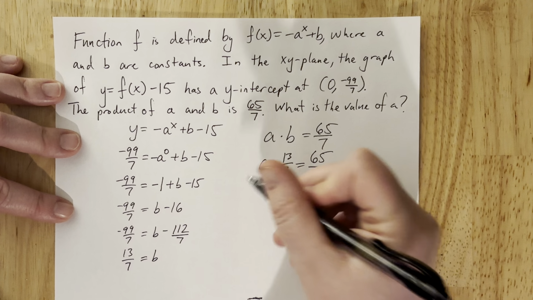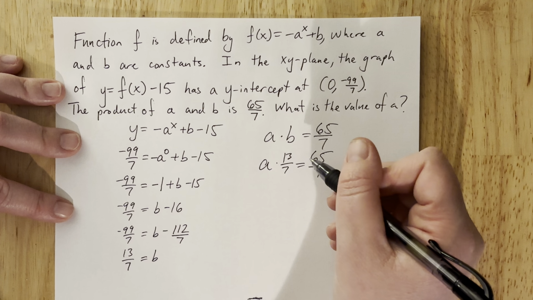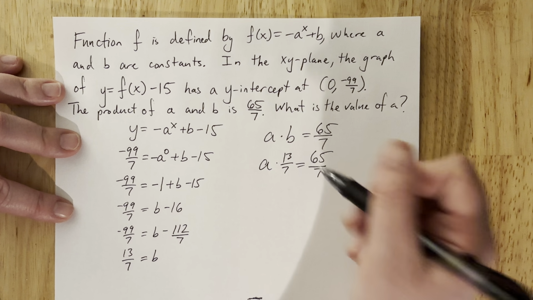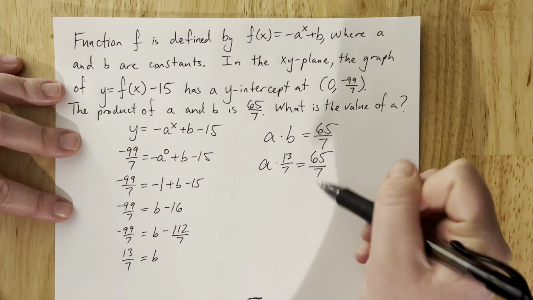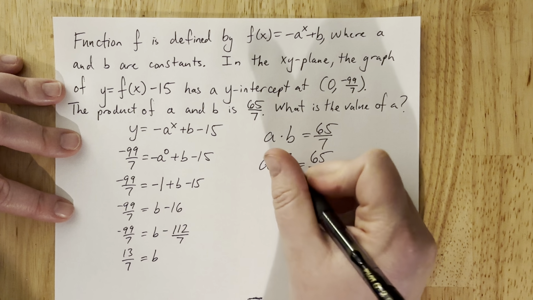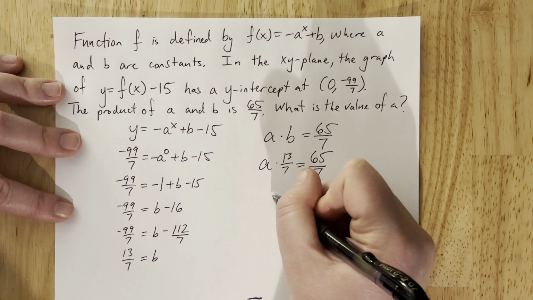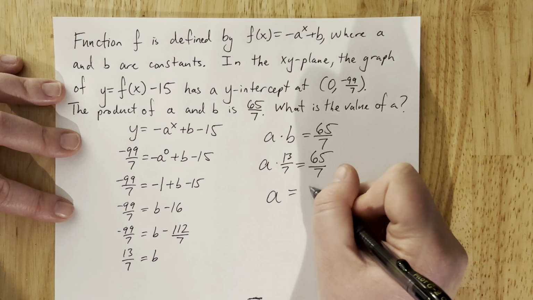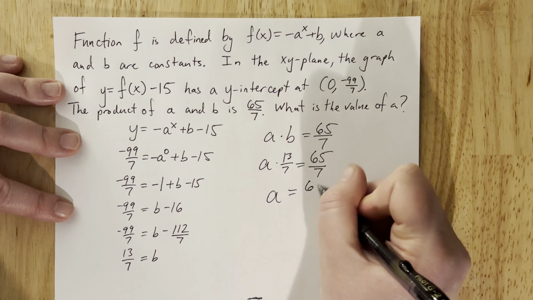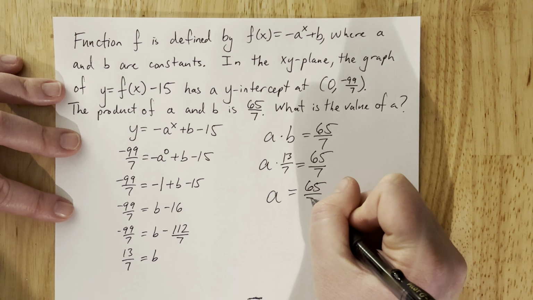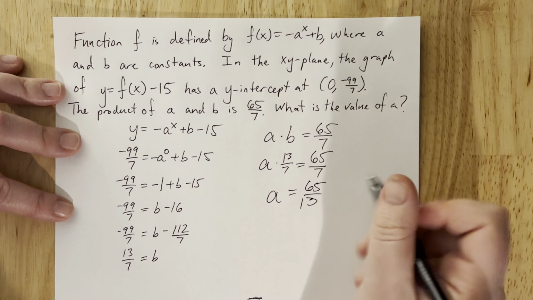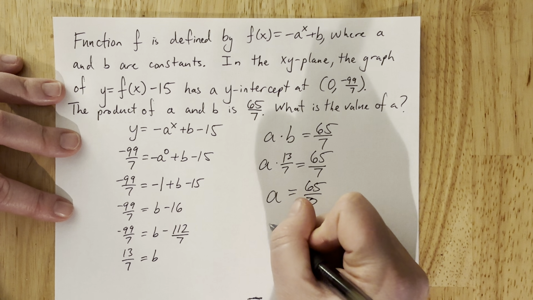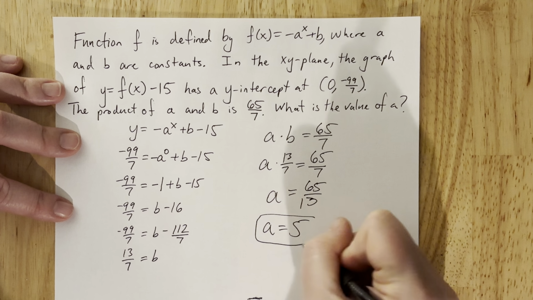And so I'm going to multiply both sides by 7/13, the reciprocal of that, to figure that out. So if I multiply this by 7/13, it cancels, I just get a. If I multiply 65 by 7/13, the 7s will cancel, and I get 65/13. And if I were to simplify that, I just get 5.